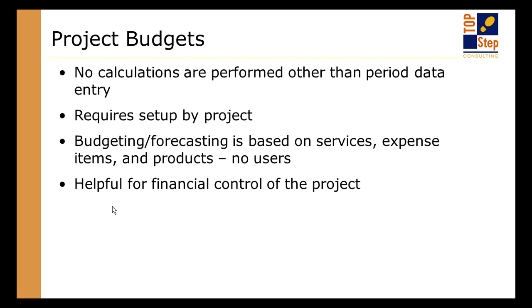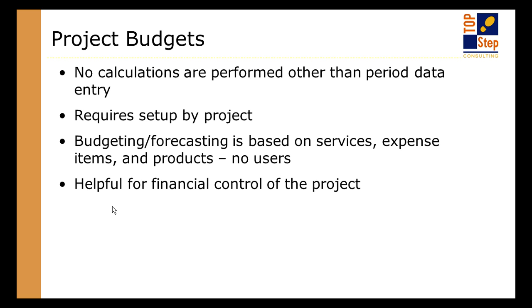So really the core here is it's a different type of forecasting. It's a different approach. It does not actually do any calculation, but it does require that you set it up at the project level, and you can break it down into much lower detail than you can typically in other parts of the system. And it does allow you to support expense items and products that typically are not part of the forecasting method within OpenAir.